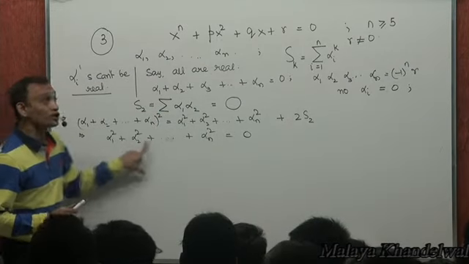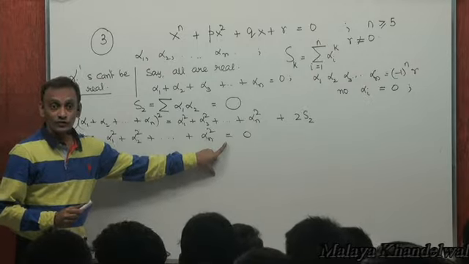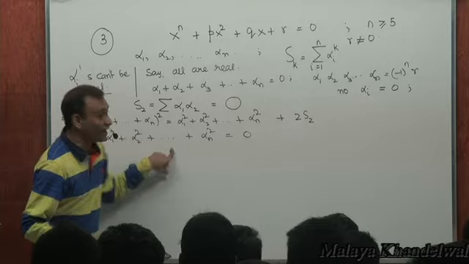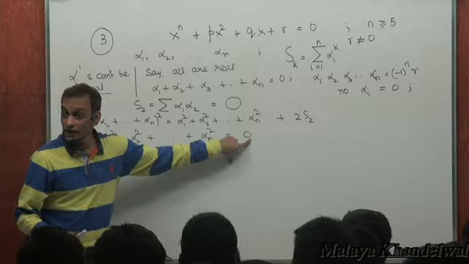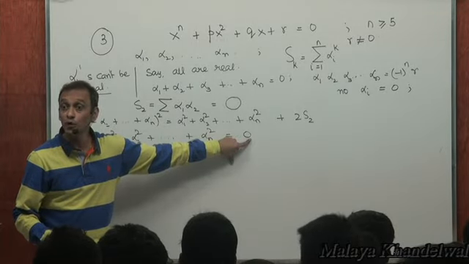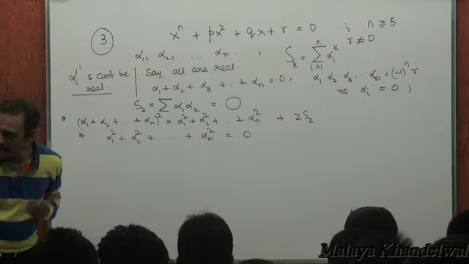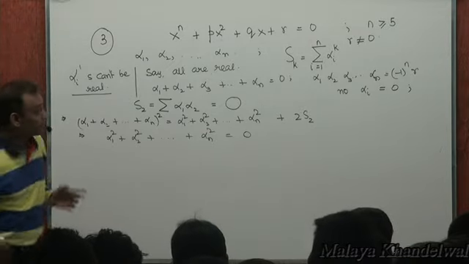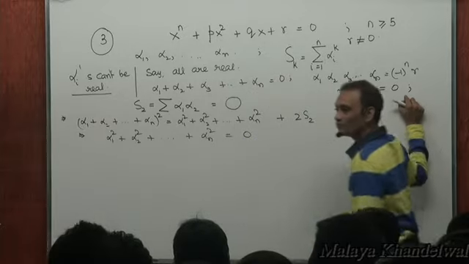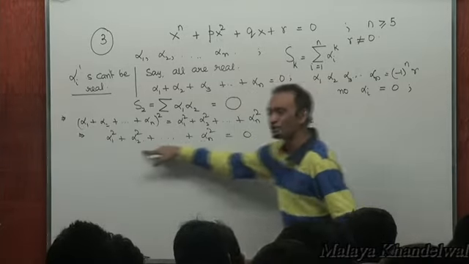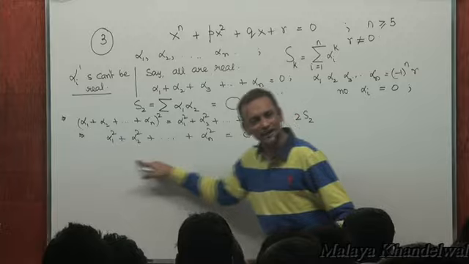But all roots are real, and therefore these squares are non-negative real numbers. Non-negative real numbers adding up to 0 is possible only when each of the alpha i's is 0. This will happen when each alpha i is 0, yes or no? But no alpha i is 0. Therefore this is not possible for all real alpha i's.